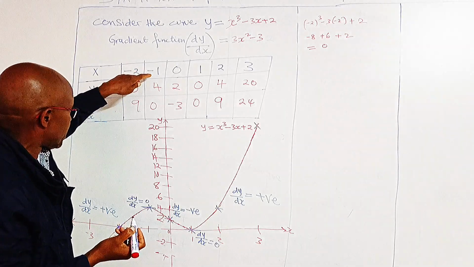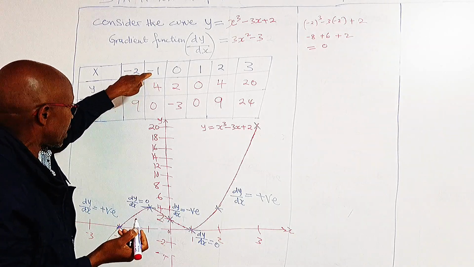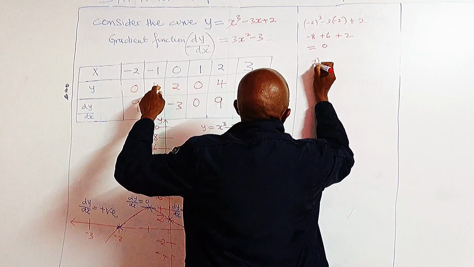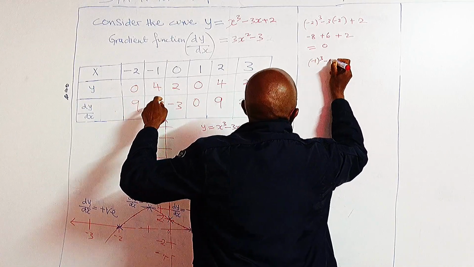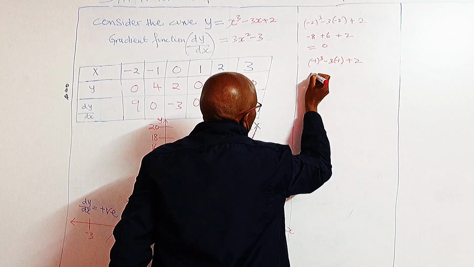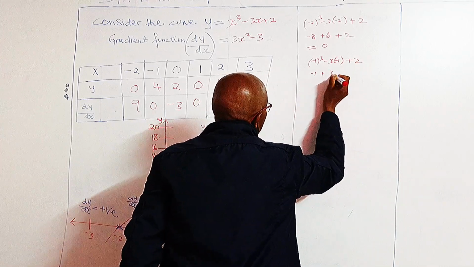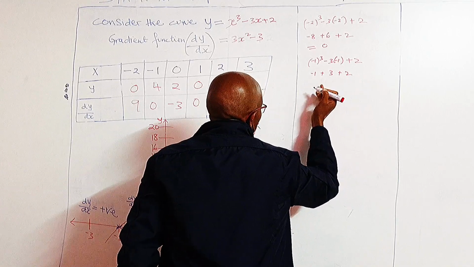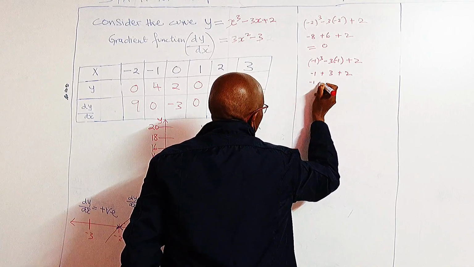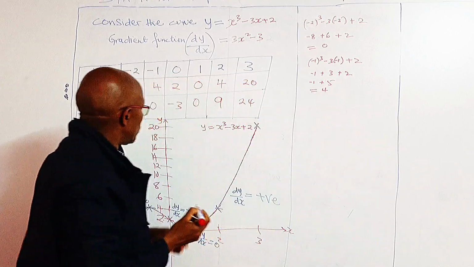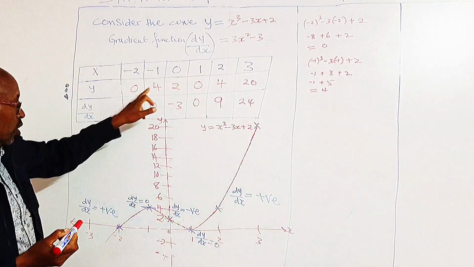Now to get the next value of y as 4, we substitute negative 1. So it will be negative 1 cubed minus 3 into negative 1 plus 2. So this gives us negative 1 plus 3 plus 2, which is equal to negative 1 plus 5, which is equal to 4. That's how we are getting the values of y.